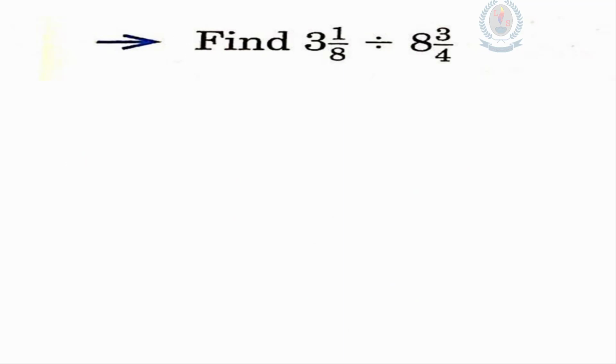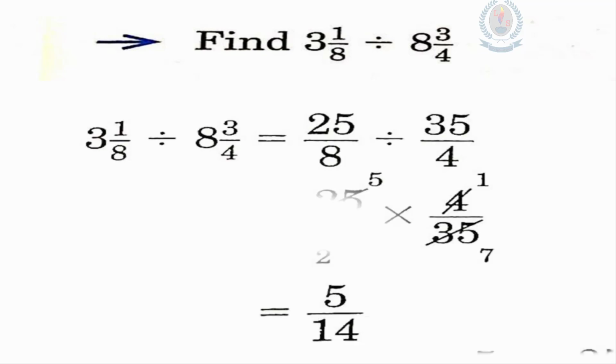When mixed numbers are involved, they must first be changed into improper fractions. So the question is, find 3 1/8 divided by 8 3/4. First thing, you have to change these into improper fractions. So 3 multiplied by 8 is 24, 24 plus 1 is 25, over 8. Divided by 8 4s are 32, 32 plus 3 is 35 over 4.